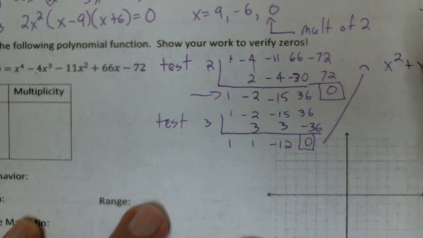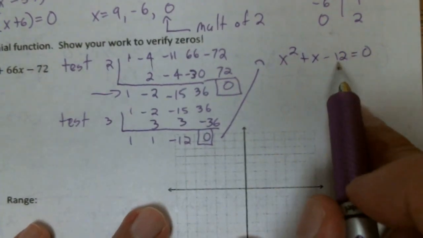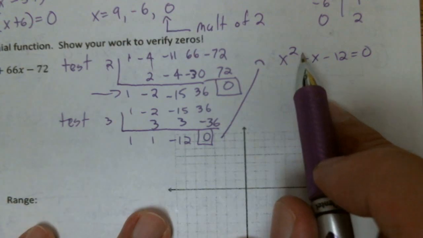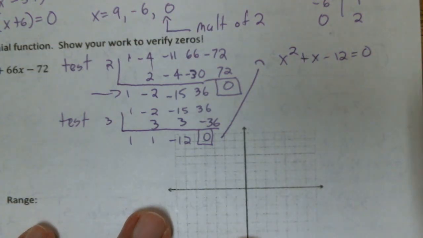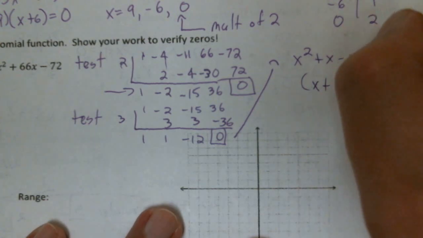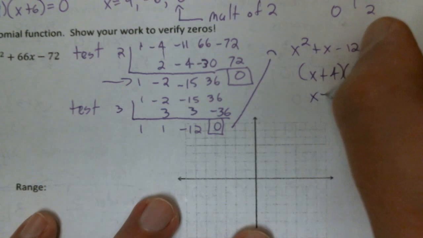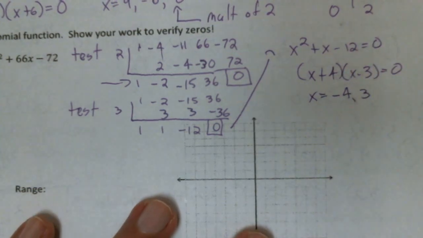X squared plus x minus 12 equals 0. This is easily factorable. What are the factors of -12 that add to 1? That's going to be positive 4, negative 3. So x plus 4, x minus 3 equals 0. Flip the signs, and I get negative 4 and 3.